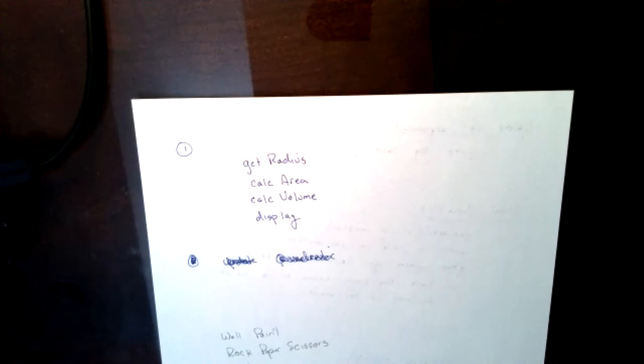So now I want to take a look at getting started with a program that's going to ask the user for the radius. It's now going to use that and calculate the area. It's going to use that radius and calculate the volume. And then I know I want to display everything. So I just created 4 thoughts. I want to get the radius. I want to be able to calculate the area and find out what it is. I want to be able to calculate the volume and find out what it is. And I want to be able to display everything.